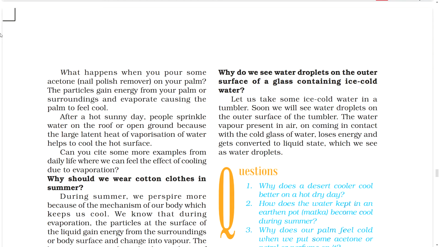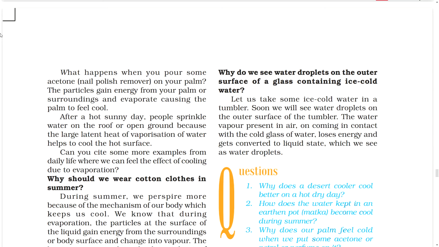What happens when you pour some acetone or nail polish remover on your palm? The particles gain energy from your palm or surroundings and evaporate, causing the palm to feel cool. After a hot sunny day, people sprinkle water on the roof or open ground because the large latent heat of vaporization of water helps to cool the hot surface. Can you cite some more examples from daily life where we can feel the effect of cooling due to evaporation?